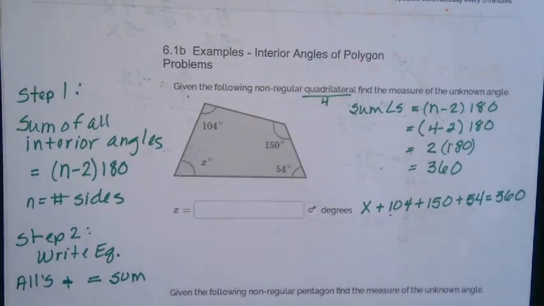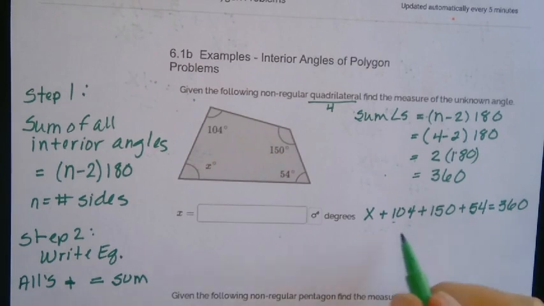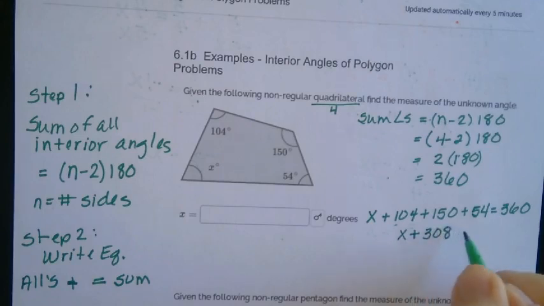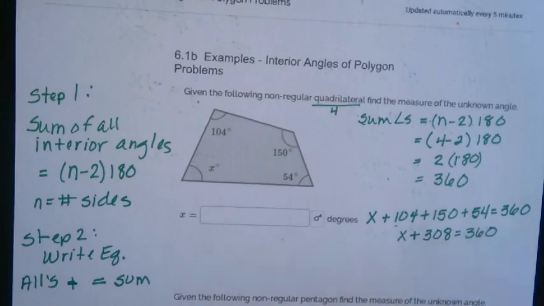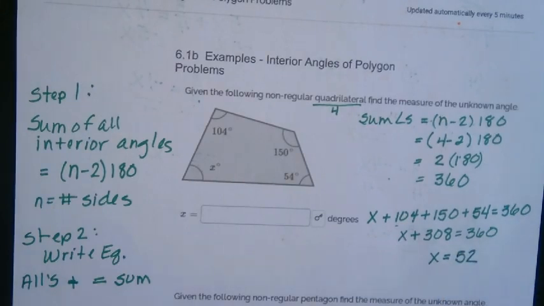So add these numbers together. They're all like terms. So if we add all those together, we should get 308. And then subtract 308 from both sides, and we'll get X is 52.